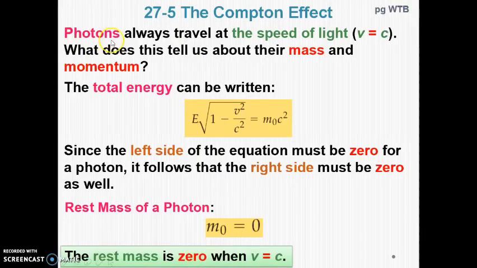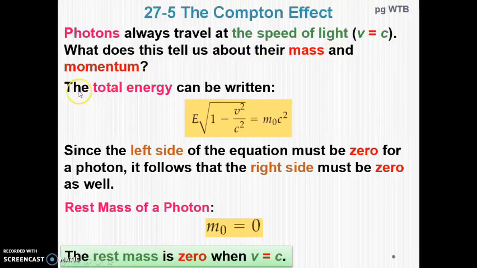Okay, so photons always travel at the speed of light. So the speed of a photon is equal to the speed of light, 3 times 10 to the power of 8 meters per second. So what does this tell us about their mass and momentum?